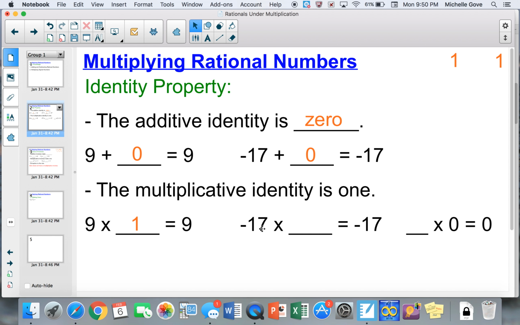And so something times negative 17 still gives me negative 17, so we know we must have multiplied by the identity, or 1. Same thing works for the number 0. If I multiply something by 0 and get 0, so I know it must have been the identity, so we multiplied by 1. So, as we remember, the additive identity is 0, but the multiplicative identity is 1.